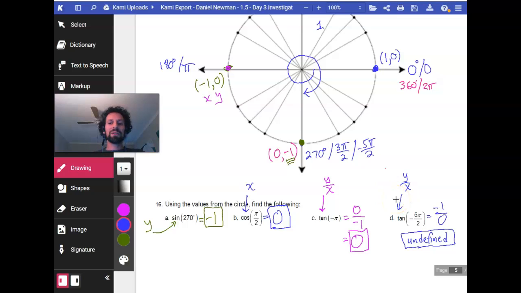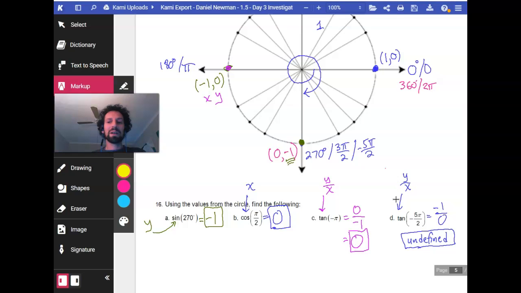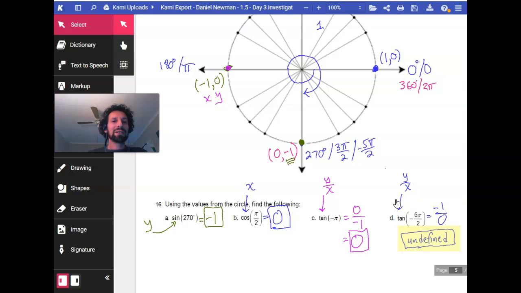It's important that this is your final answer, undefined, and that you don't write -1 divided by 0, because that's actually not a correct simplified answer.